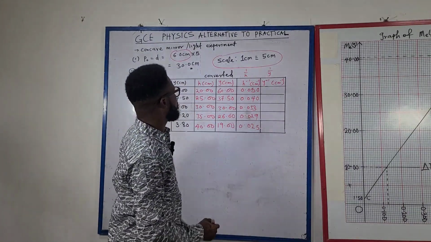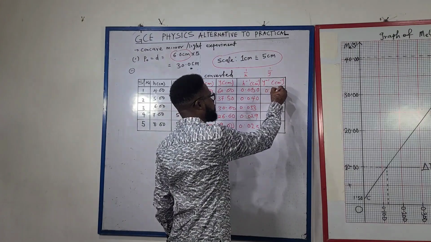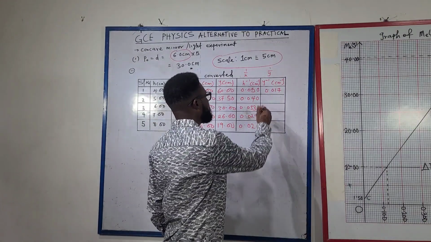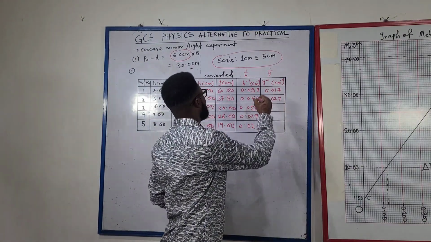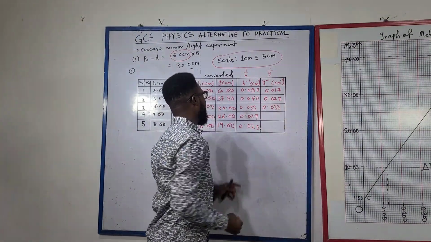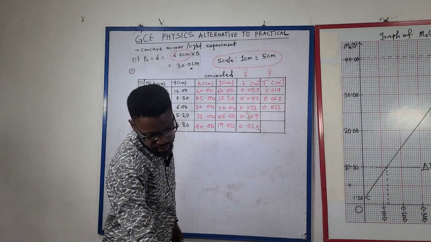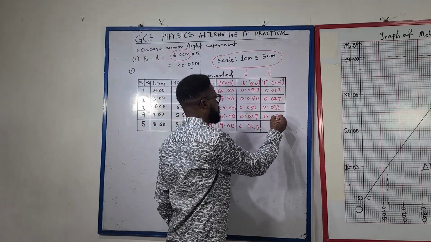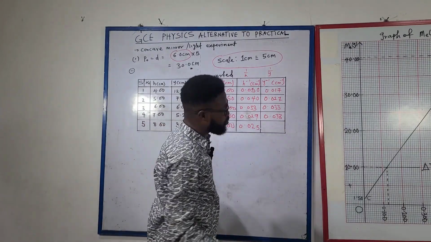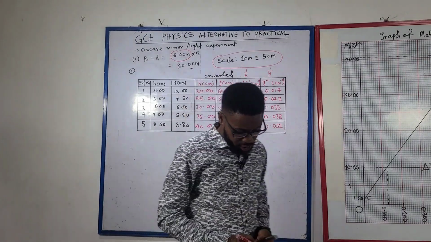Now, trying to express for my y, 1 over 60 is going to give me 0.017. 1 divided by 37.5 is going to give me 0.027. 1 over 30 is going to give me 0.033. And 1 over 26 is going to give me 0.038. And 1 over 19 is going to give me 0.052. That I've been able to deal with.